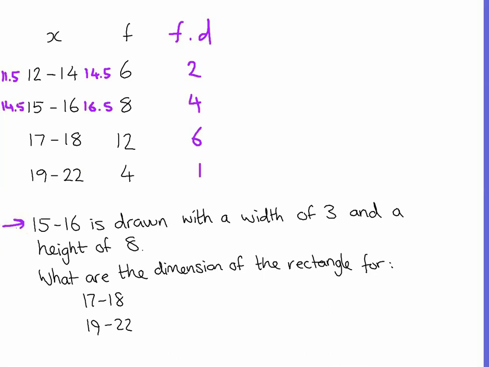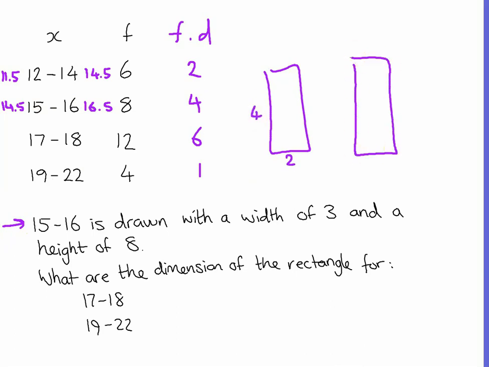Okay, so let's look at this standard bit of information. So 15 to 16. So what would I normally do for 15 to 16? I would draw that with a width of 2 and up to 4. But what are they wanting me to do? A width of 3 and a height of 8. So all we have to do is work out what's going on. And you should hopefully agree this is timesing by 1.5, and this height is timesing by 2. So let's have a go at these questions. We'll call this one A and this one B.